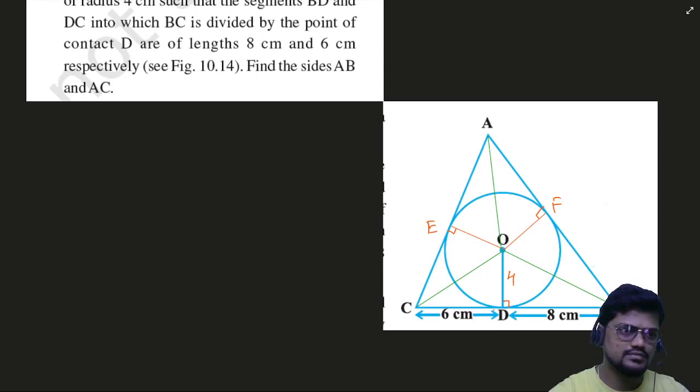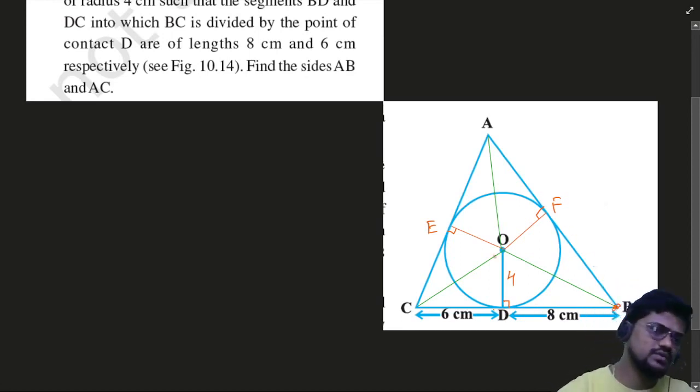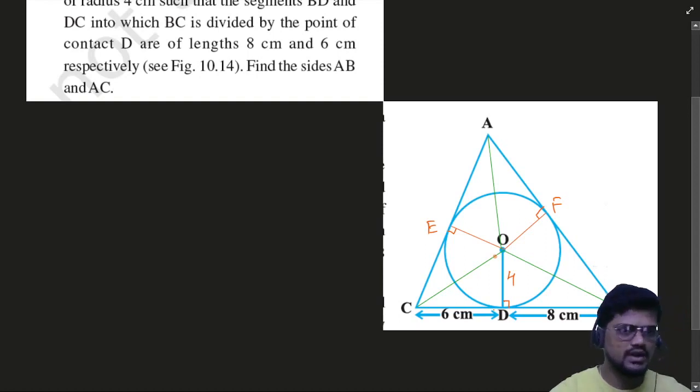Anyone? What will be the value of BF? Nupur, can you say? Sir, do we have to find it by Pythagoras theorem? No. See, this BF and BD are the tangents from the same external point to the circle. So what will be the value? 8 cm. Yeah, it will be 8. Exactly.